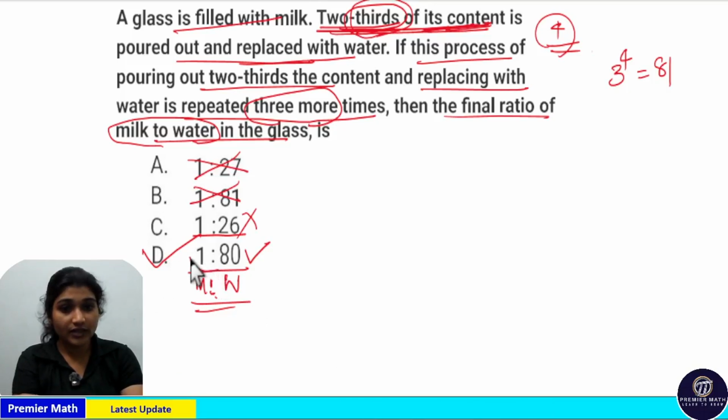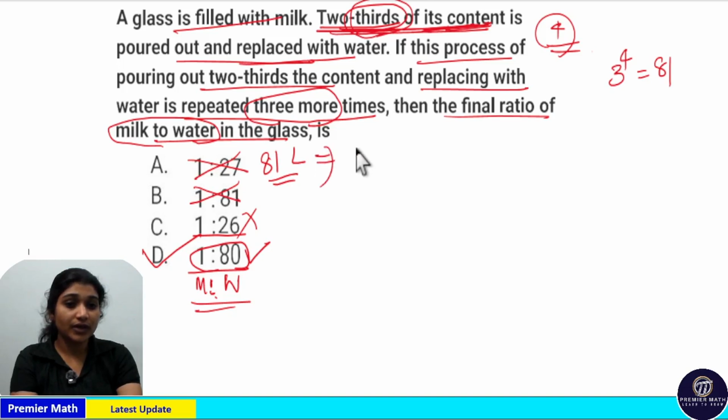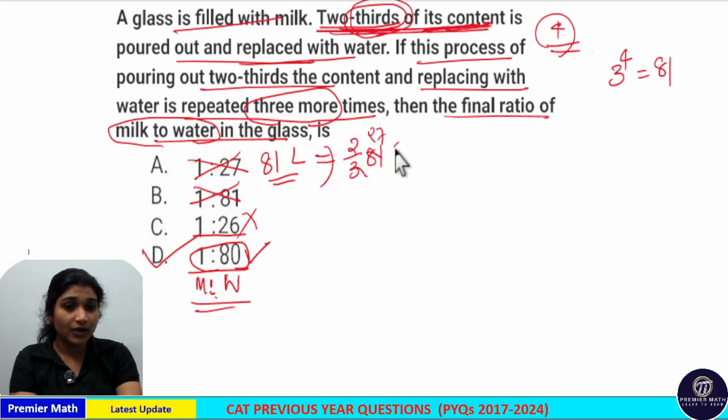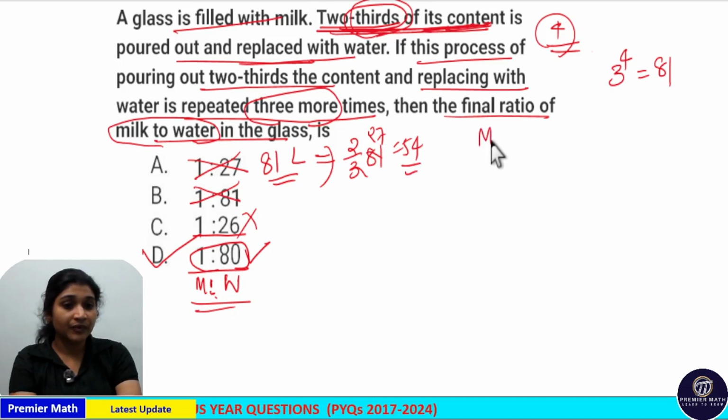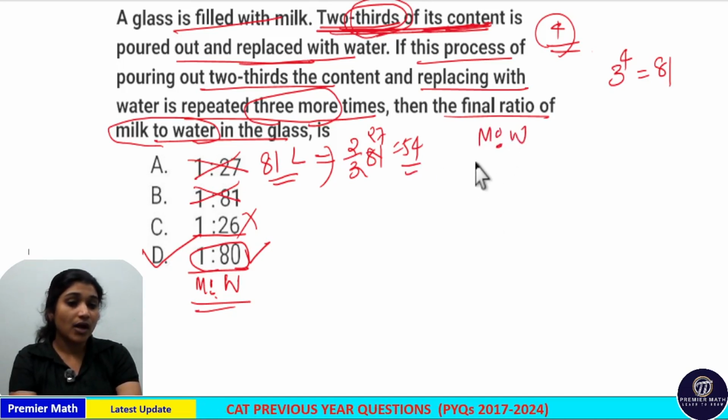Now if you want more explanation, for this 81 liter, consider total 81 liter as the initial milk part. Now you are taking out two-thirds of this 81 from it, which is equal to 54 liter, and you are replacing this 54 liter with water. Then milk to water ratio after the first replacement should be 27 is to 54. That is, after replacing this 54 liter with water, milk should be 81 minus 54, 27 parts.